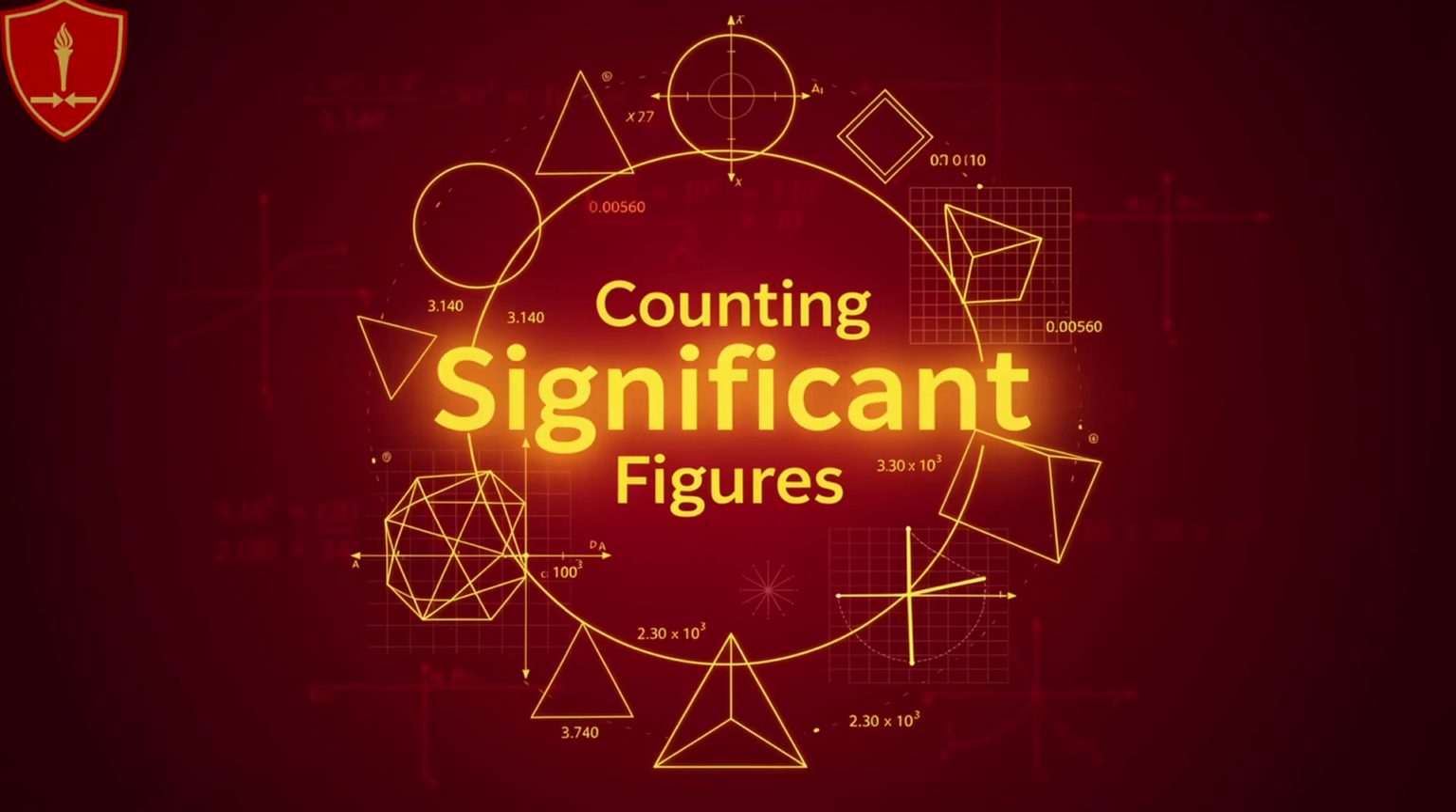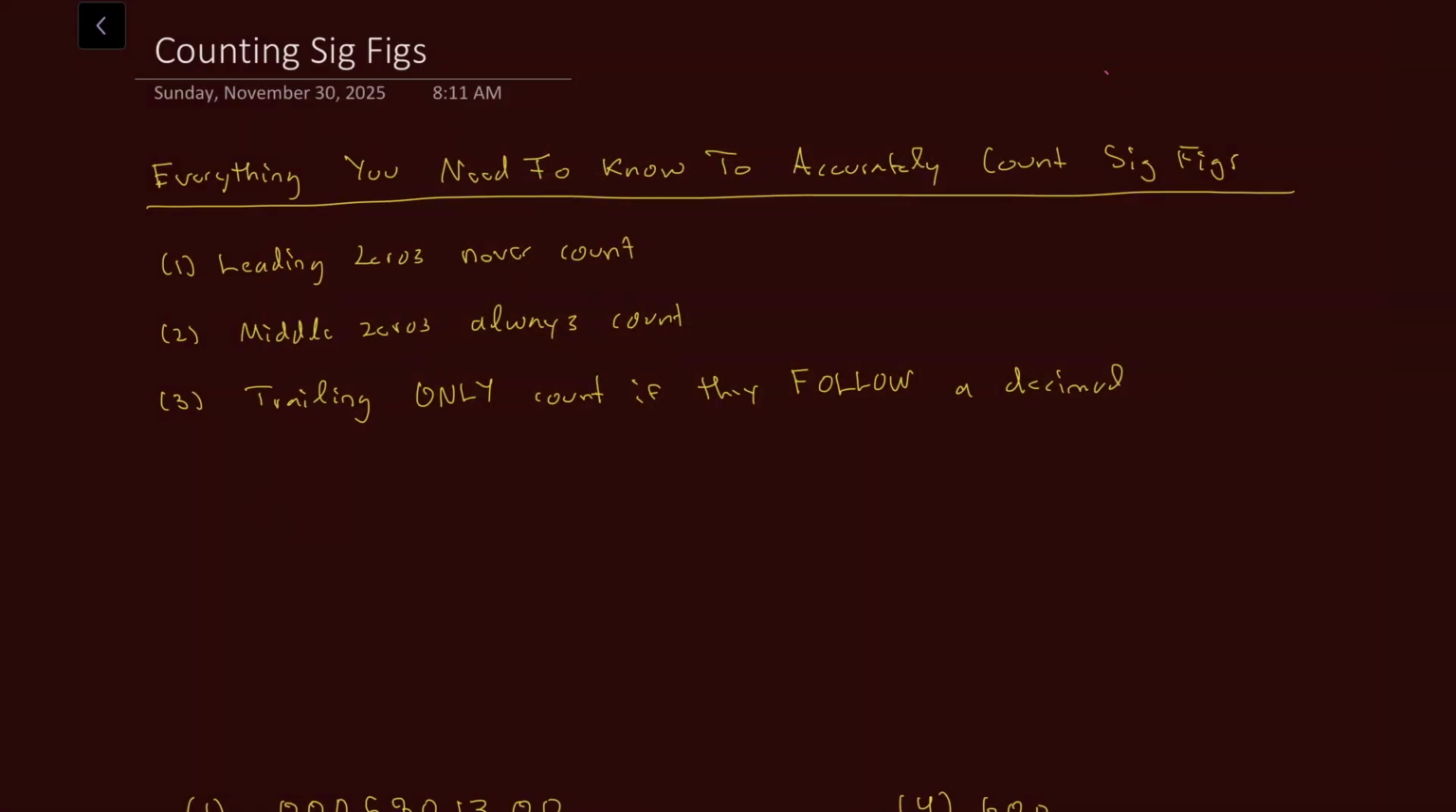All right, I am very quickly going to teach you everything you need to know to accurately count sig figs. So we're going to start off with our 3 rules. Number 1, leading zeros never count. Number 2, middle zeros always count. And number 3, trailing zeros only count if they follow a decimal.